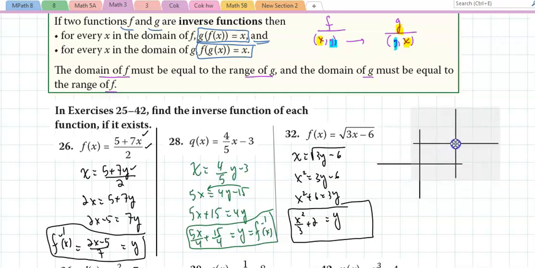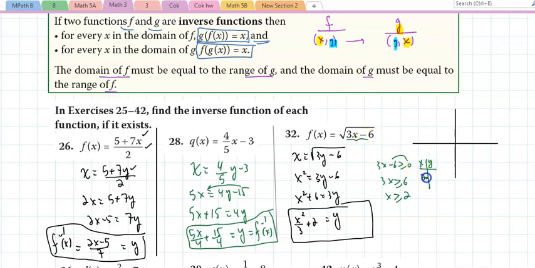If I look at the graph of the original, the domain, 3x minus 6 must be bigger than or equal to 0, right? So 3x must be bigger than or equal to 6. X must be bigger than or equal to 2. So, anytime you're stuck on a problem in math, graph it.